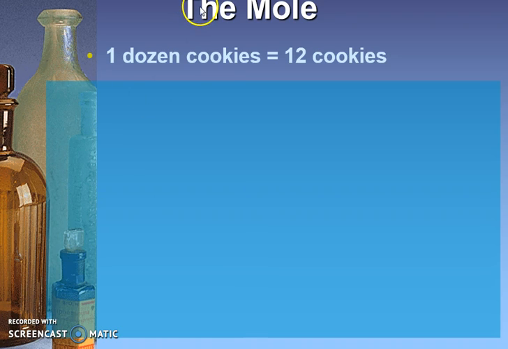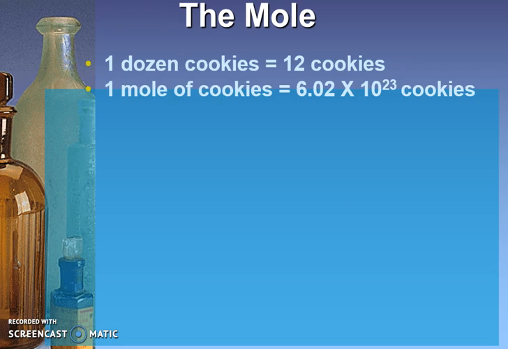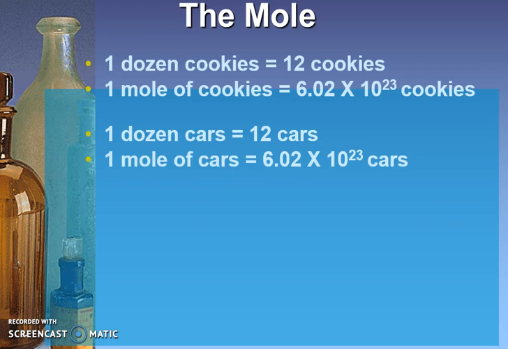So the mole is equivalent to 1 dozen cookies. 1 dozen is 12 cookies. 1 mole of cookies equals 6.02 times 10 to the 23rd cookies, if we're talking about moles. Again, 1 dozen cars is 12 cars. A mole of cars would be 6.02 times 10 to the 23rd cars.